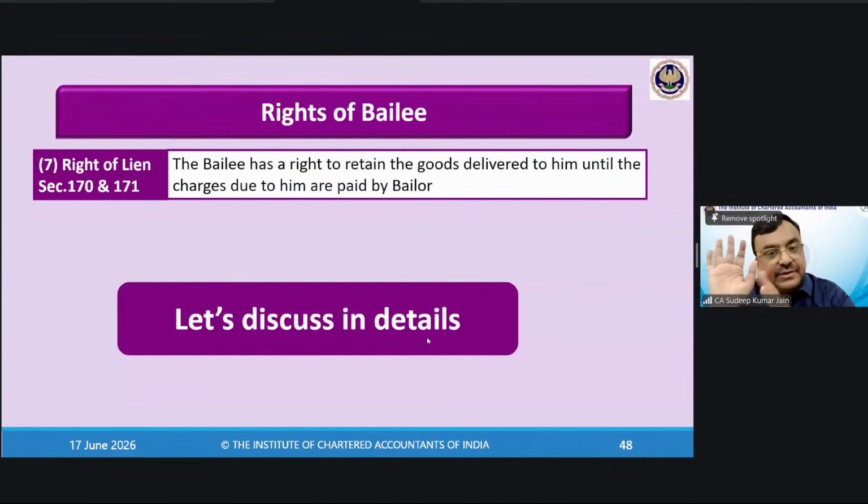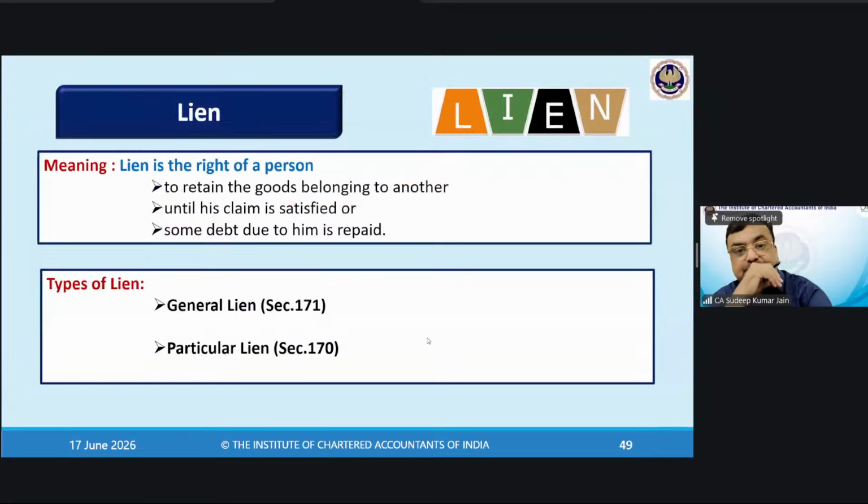The right of lien we will discuss in detail after discussing all the rights of the bailee. Right of lien means the right to retain the possession of the goods until the charges due to him are paid by the bailer. Right of lien means the right to retain the goods until payment is done. Lien is the right of a person to retain the goods belonging to another until his claim is satisfied or some debt due to him is repaid.